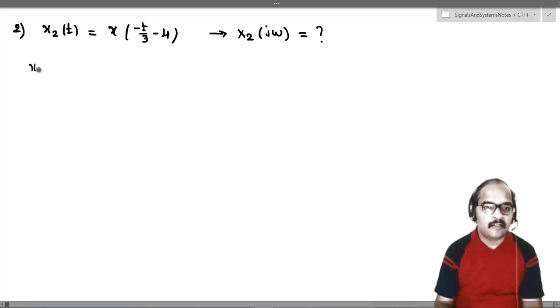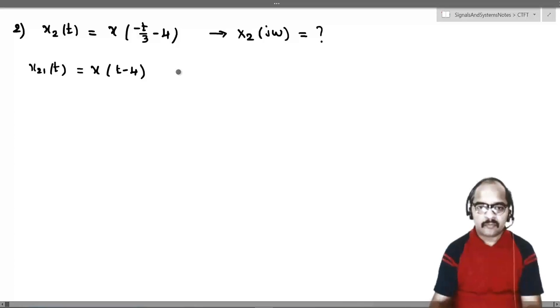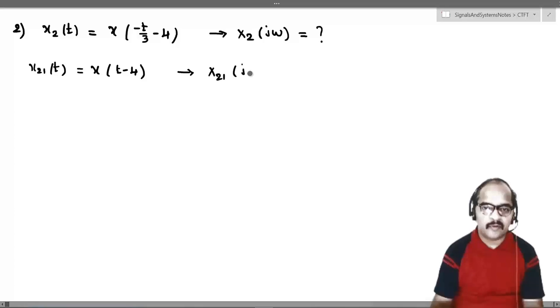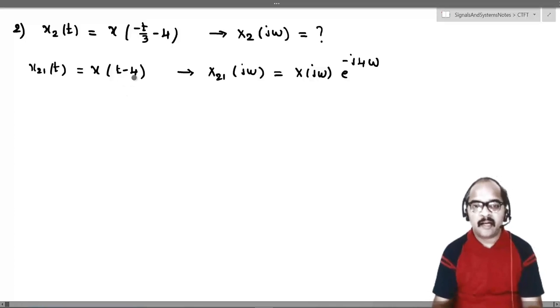Okay, so let us define our first signal as the shifted version of x of t, that is x of t minus 4. Okay, what is this fellow's Fourier transform? That should be x21 of j omega. Which property here? That is time shifting. So you will get x of j omega multiplied with e power minus j4 omega. Correct? x of t minus t naught will have x of j omega multiplied with e power minus j omega t naught. t naught is 4 for us.